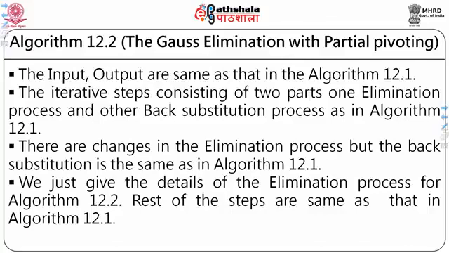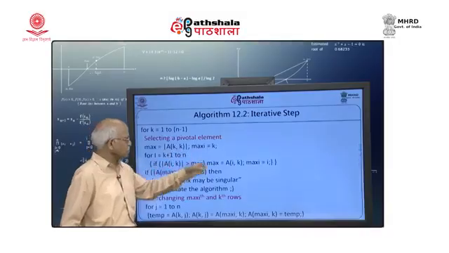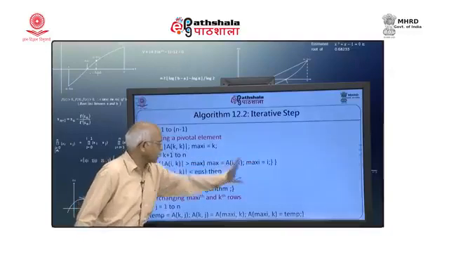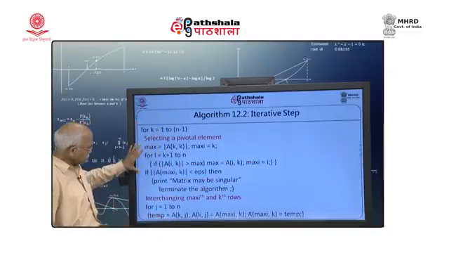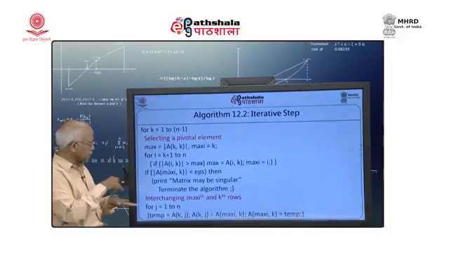So, what changes we are making, we are writing down here. So, the elimination process. What is my elimination process? For step k equal to 1 to n minus 1, first we select the pivotal element. For selecting the pivotal element, we take maximum equal to a_kk, max i equal to k, and then for i equal to k plus 1 to n, if mod a_ik is greater than maximum, I change my maximum to mod a_ik and max i to i, and that is what we are trying to do here. So, we are trying to find out not only the maximum element, but in which row it occurs.